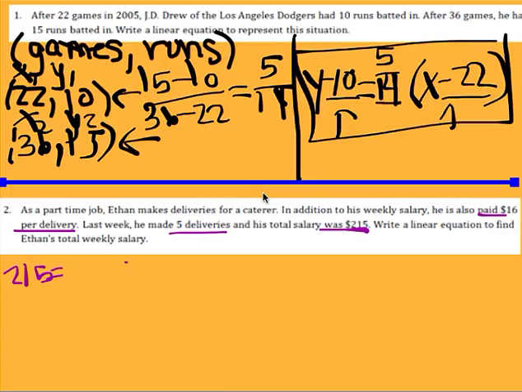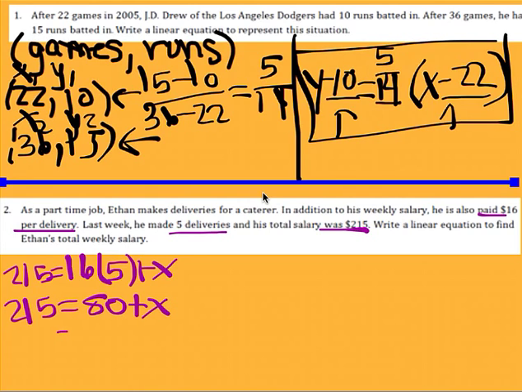We know he made 5 deliveries and was paid $16 for those deliveries. But what we don't know is what his salary was that he got on top of it. So we're going to have 215, and then we're going to take 16 times 5. Well, 16 times 5 is 80 plus x. So we subtract 80 from both sides, and I end up getting that x is equal to 135.